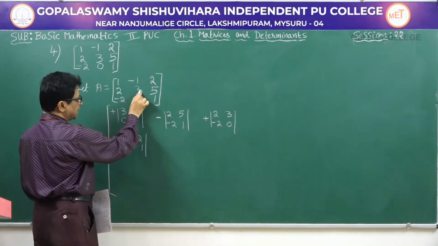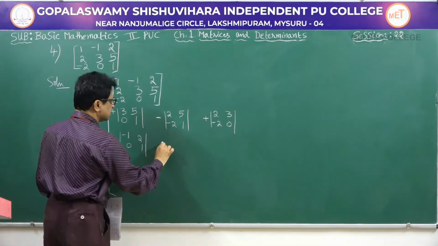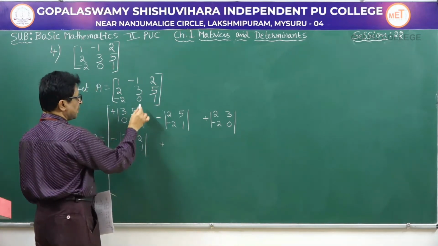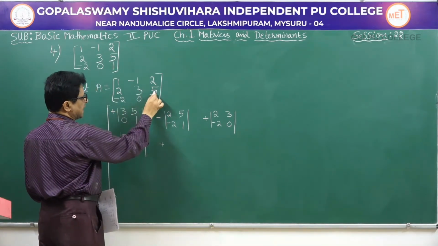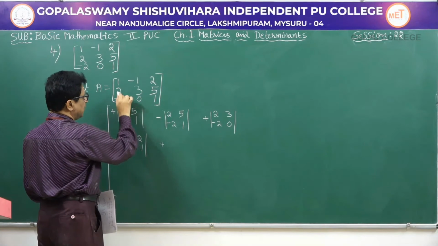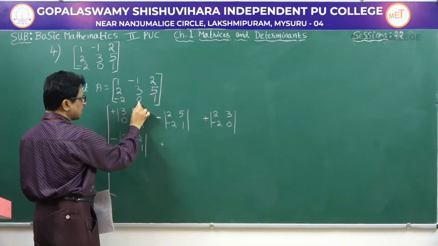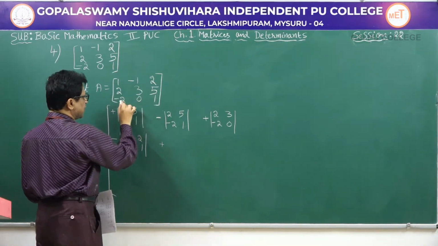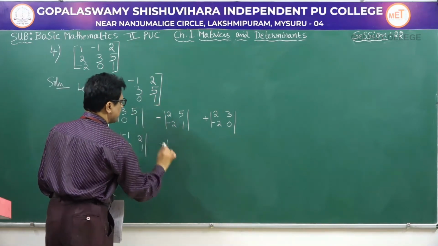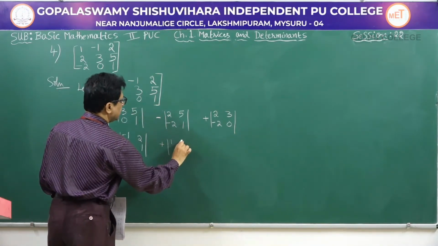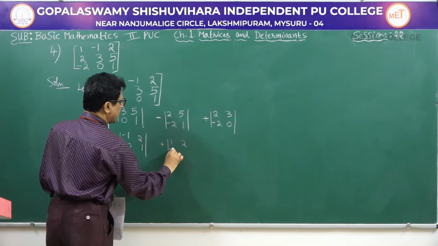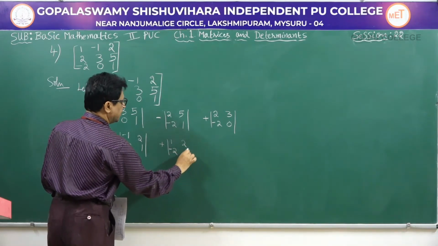Next we shall find the cofactor of 3. First we shall write the sign plus. 3 lies in the second row, second column. We eliminate the second row and second column and take the determinant of the remaining elements. That is determinant of 1, 2, -2, 1.